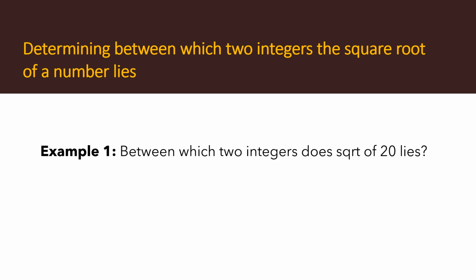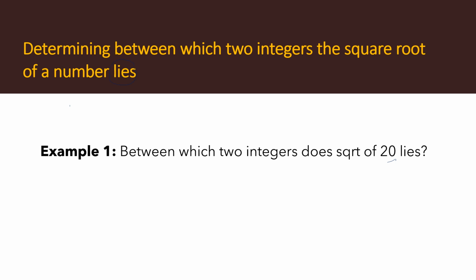Okay, for the next lesson, we are going to determine between which two integers the square root of a number lies. Example 1. Between which two integers the square root of 20 lies. So we just have to think of the perfect square near 20. And what are those numbers?